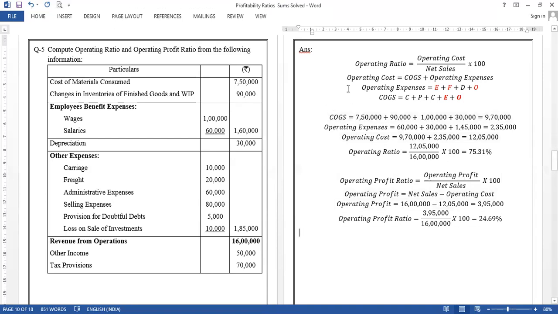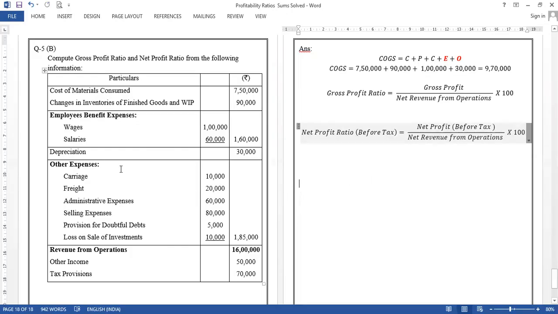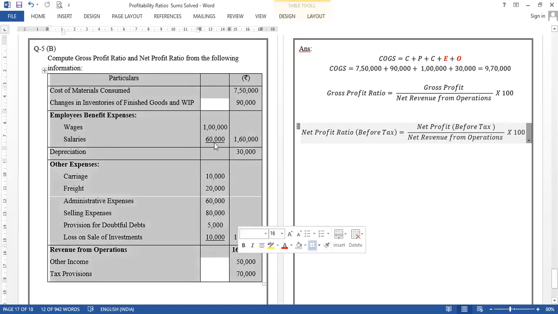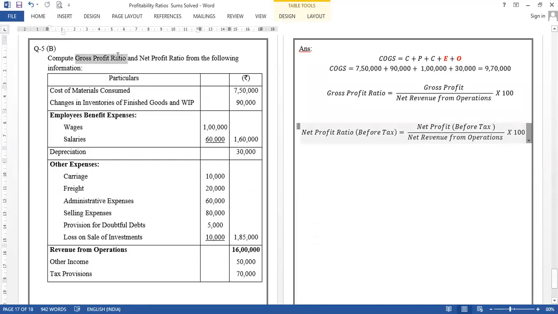Like the important part is over here, operating expenses and COGS. Please ignore wherever required from the particular head. The next sum to be solved over here is to calculate the gross profit ratio and the net profit ratio from the following information. You can see that we have just solved the sum for calculating operating ratio and operating profit ratio. The same question we are going to solve for gross profit ratio and net profit ratio.